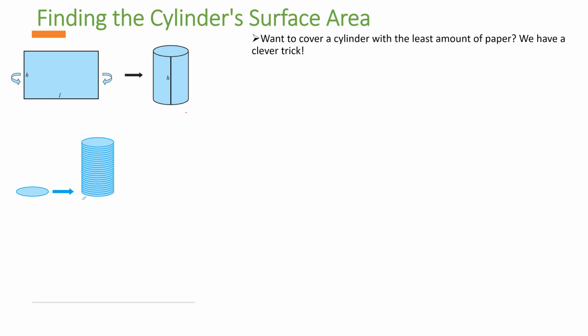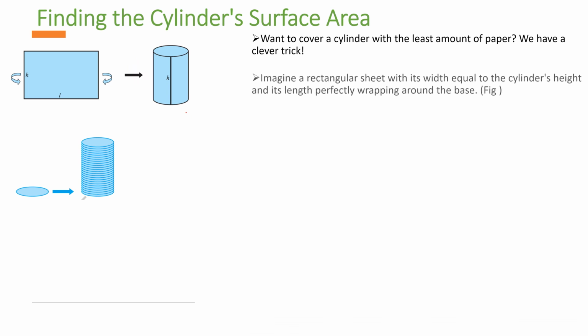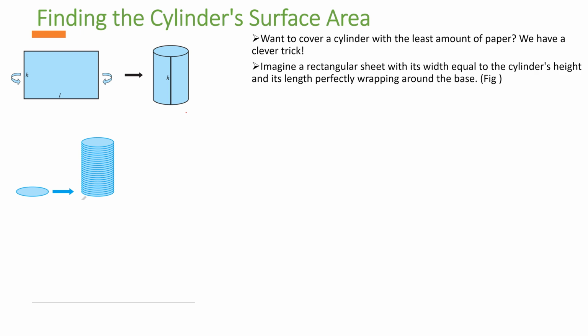What is that? We take a rectangular sheet. See this rectangular one on the left. What should its width be? This width should be equal to the height of the cylinder. Now onwards I'll call this just height. And the rectangular sheet's length should be perfectly wrapping around the base. Like the length should be exactly, perfectly wrapping around the base. So now what is this length? It exactly wraps around the cylinder.